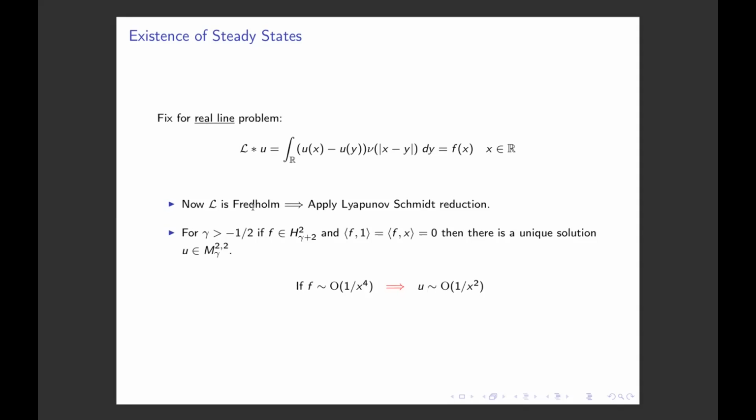And moreover, the key idea is that if you assume that your source term has a decay rate of 1 over x to the 4th, then the solution you're looking for is going to be decaying at order 1 over x squared. And so this is the information that we're going to use in constructing the scheme.